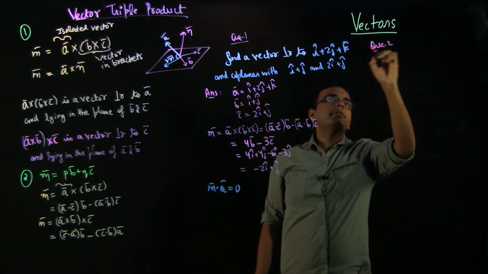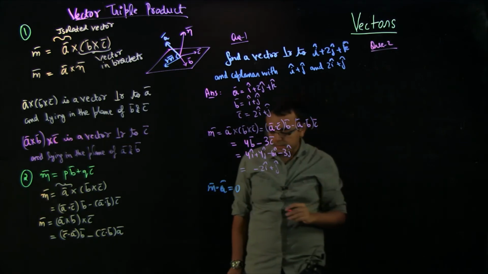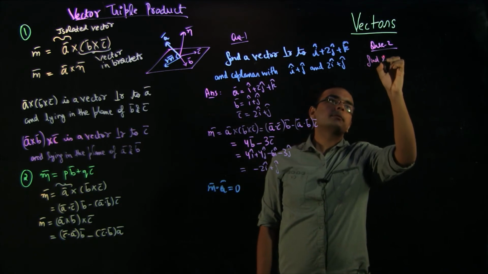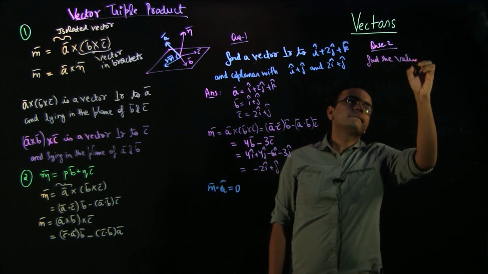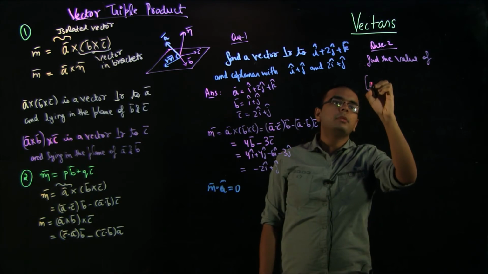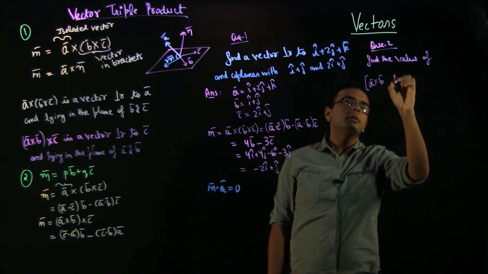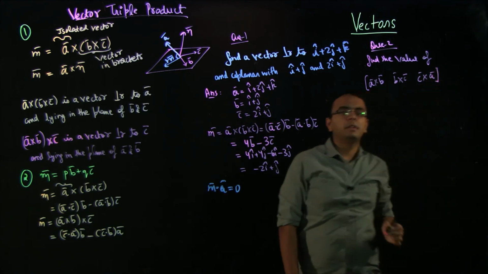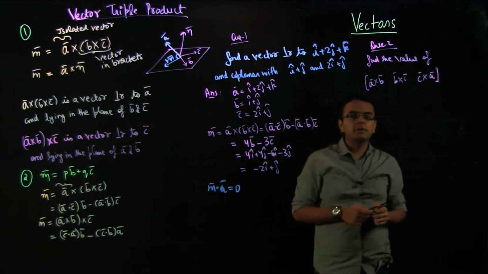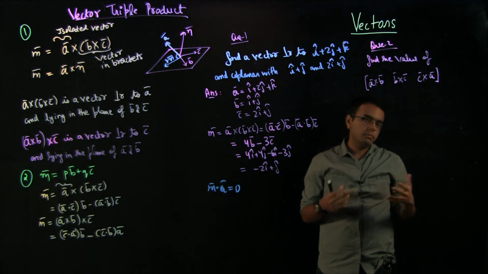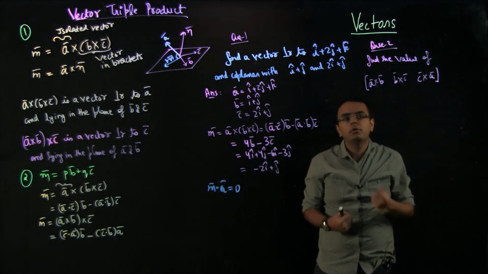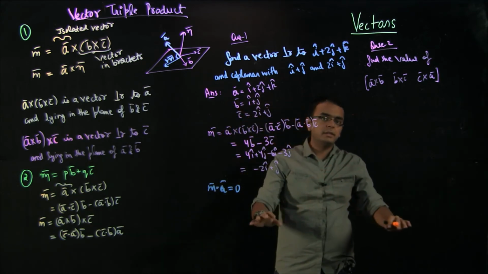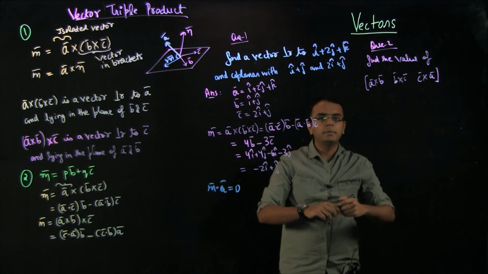This is probably my favorite problem of all the vector topics, and that is finding the value of A cross B, B cross C, and C cross A, and you haven't been given anything else. I just want to give you an idea of how to solve this problem. There is no other information, so you have to open up the brackets.